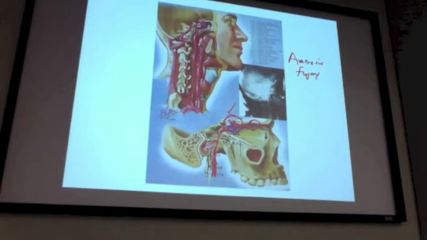Okay, so this diagram is also good because it shows where the posterior circulation is. These are the vertebral arteries here. They come up and join to form the basilar artery, which comes up through the foramen magnum. And then we've got all this complicated business going on, where the carotid's coming up and going through the cavernous sinus. We're going to look at that area in a little more detail.